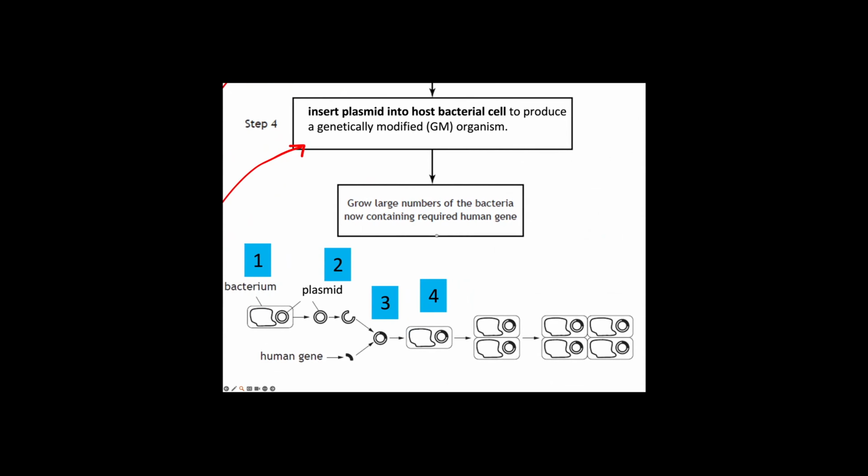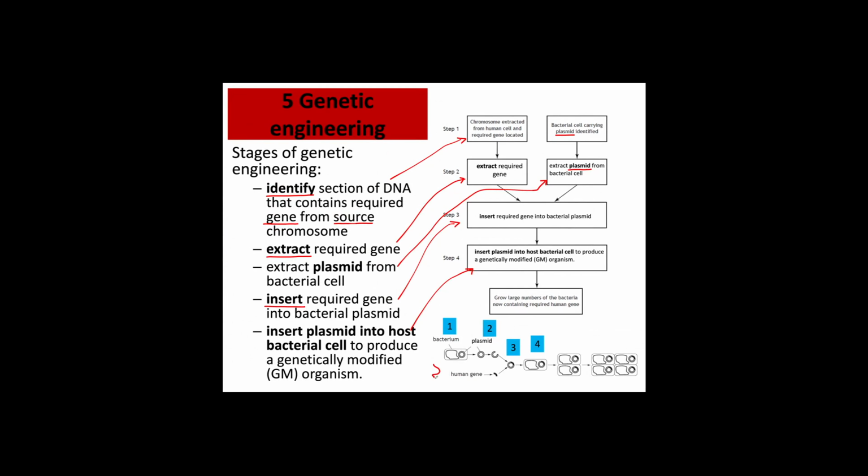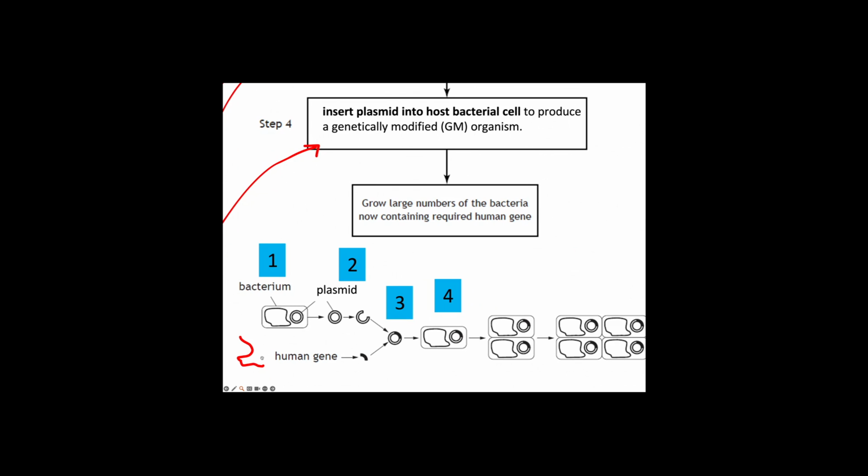Okay, and if we zoom in here, we can see a nice wee diagram which shows us those stages again. So stage 1 here, we've got our bacterial cell that contains the plasmid. We've got the human gene which has been extracted from the source chromosome. If you imagine the source chromosome over here, the source chromosome is probably a little squiggly thing over there. And we zoom back in. So we've got the human gene from that source chromosome.